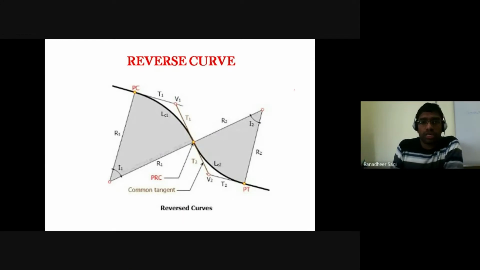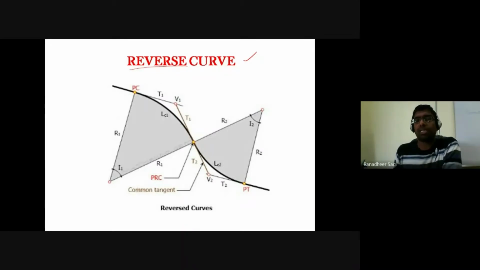Next, moving on to the other type of circular curve, that is the reverse curve. As the name itself says, and as we have already understood, a reverse curve is a combination of two simple curves, again with the same or different radius. However, the center of one curve and the center of the other curve will not lie on the same side. Rather, they will be lying on opposite sides to each other.